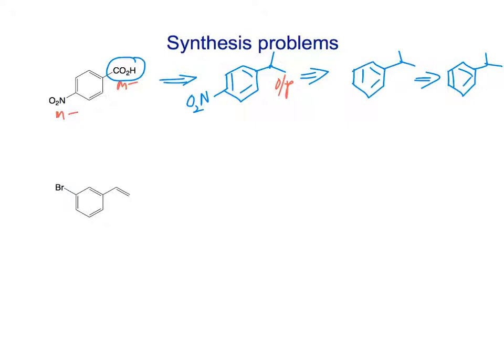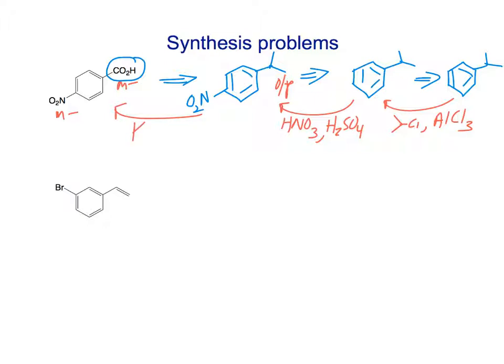All right, so let's write these out in the forwards way. We do our Friedel-Crafts alkylation. Right, then we do our nitration. And then we do our benzylic oxidation, which was with potassium permanganate.